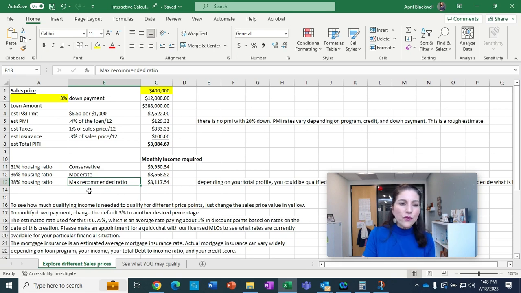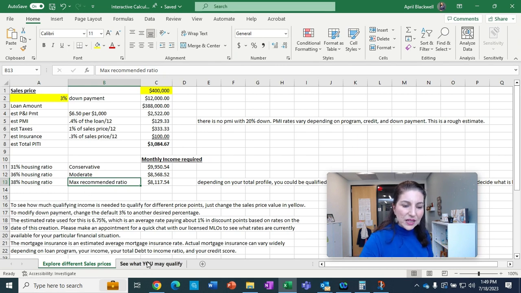So in this example, a $400,000 property with a 3% down payment, your income should be no less than $8,117 per month, which is roughly over $96,000 a year. Now, let's say your income is less than that. That is the total income on the application. So if you're splitting the mortgage with another person who's co-buying with you, then your personal income can be less than that. But the total income on the application should be at least the $96,000.